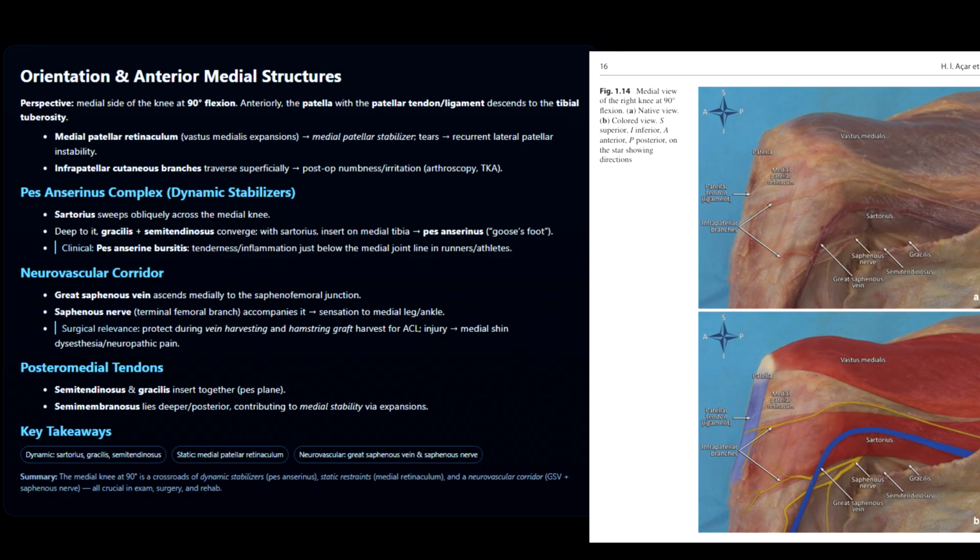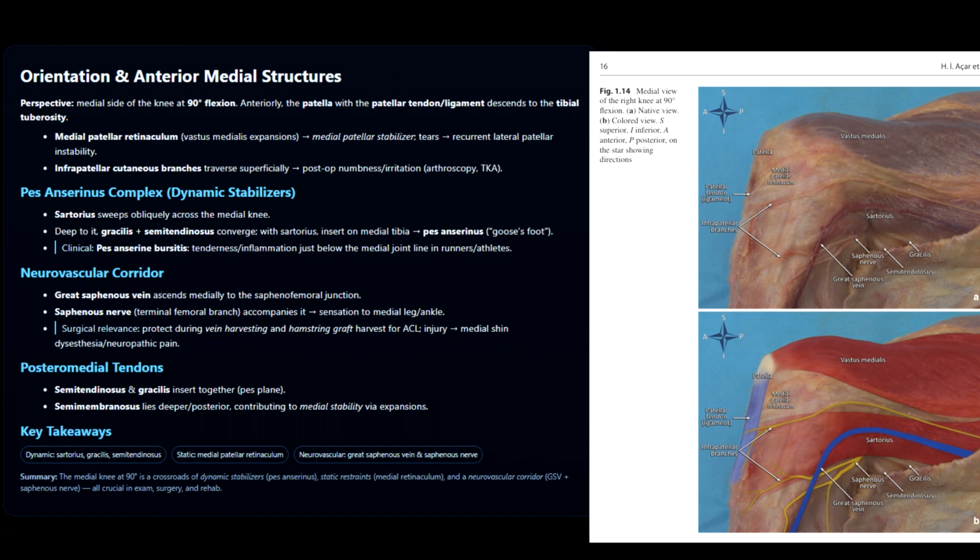Running between these tendons, you see the great saphenous vein coursing superiorly to eventually drain into the femoral vein at the saphenofemoral junction. Alongside it travels the saphenous nerve, the terminal sensory branch of the femoral nerve. This nerve supplies sensation to the medial side of the leg and ankle. Surgeons must take care to protect it during procedures such as vein harvesting for bypass surgery or hamstring tendon grafting for ACL reconstruction. Injury to the saphenous nerve can result in troublesome numbness or neuropathic pain along the medial shin.